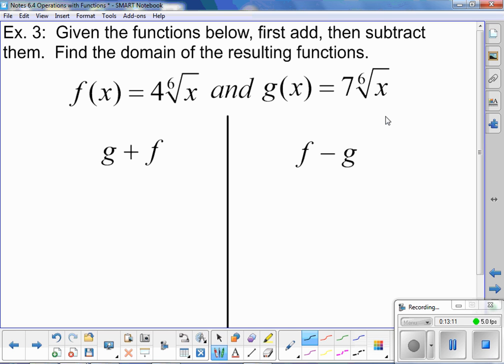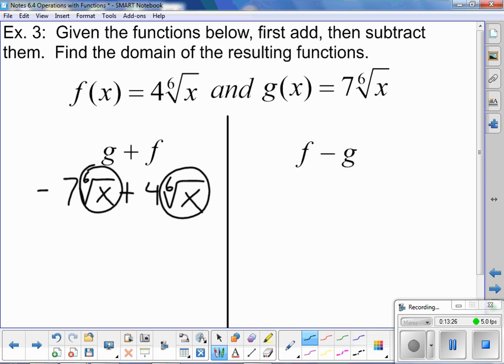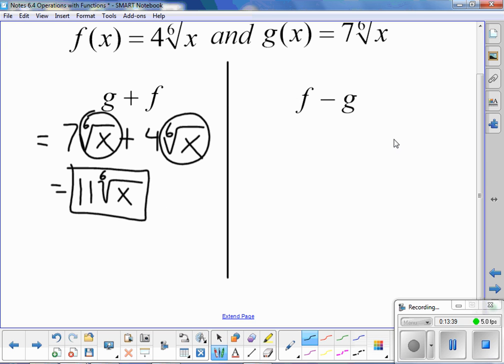So g of x, the g function is 7/6 root of x plus your f function is 4/6 root of x. This is a like term, which means we can put them together. 7 plus 4 is 11/6 root of x. So that's our simplified form. It is an even root. Since it's an even root, to find your domain, you set the inside greater than or equal to 0 and solve. No solving required though, because basically it's already solved for x.